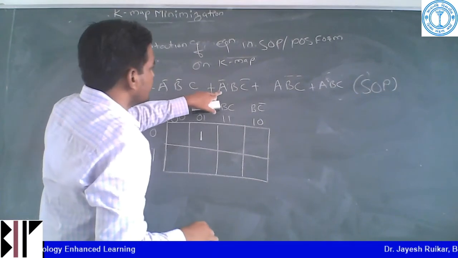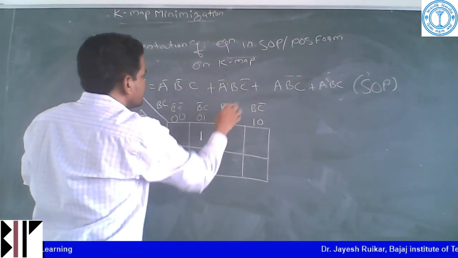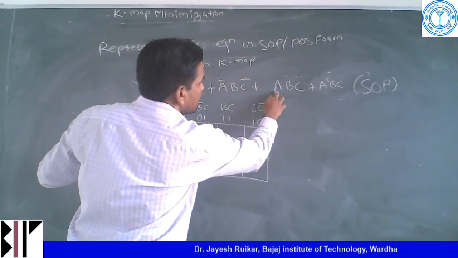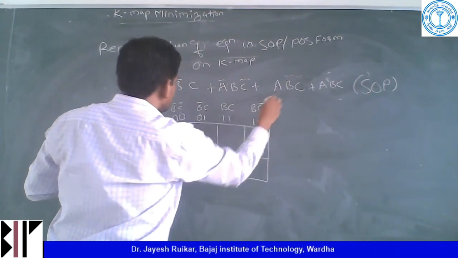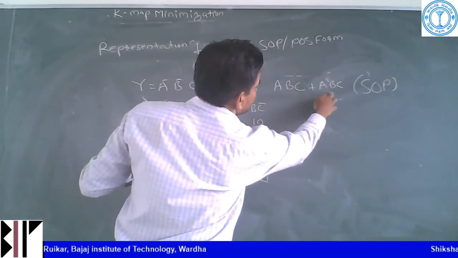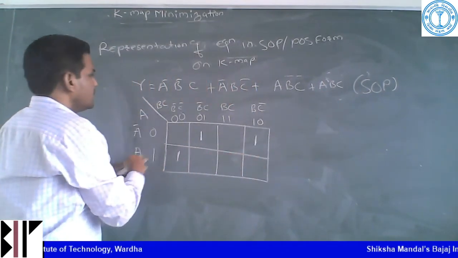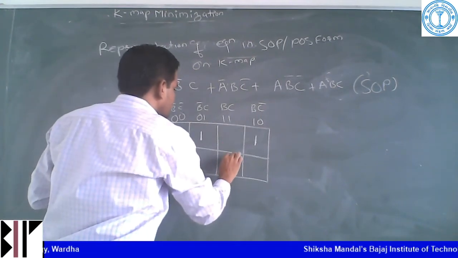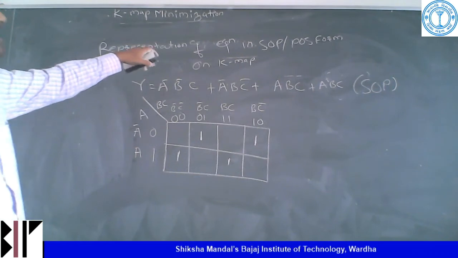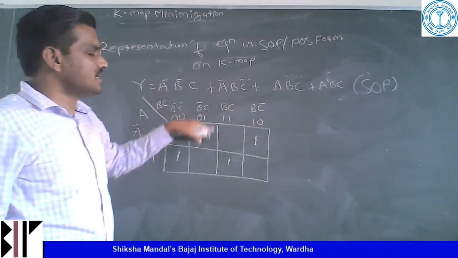So next term is A bar. This is my A bar. Then BC bar. So where is BC bar? Here. So this is my BC bar. Then A. This is my A and BC bar. B bar, C bar. So here again I am putting 1. And then A, B, C. That is A, B, C. So 1. So this is what the representation of any equation on KMap.